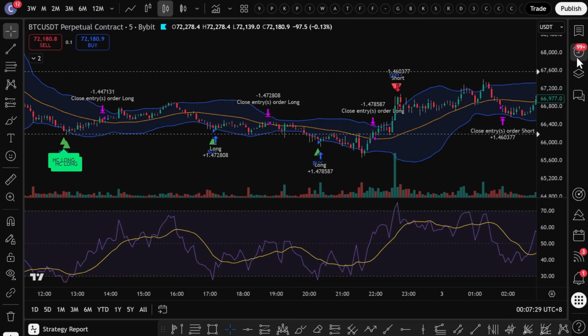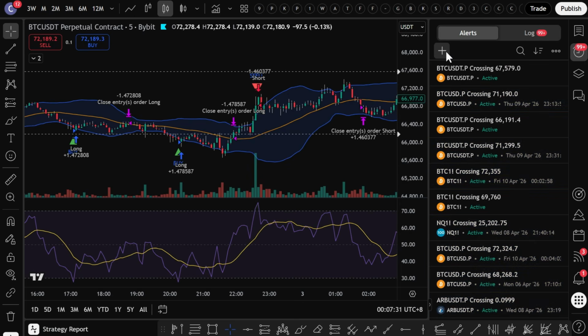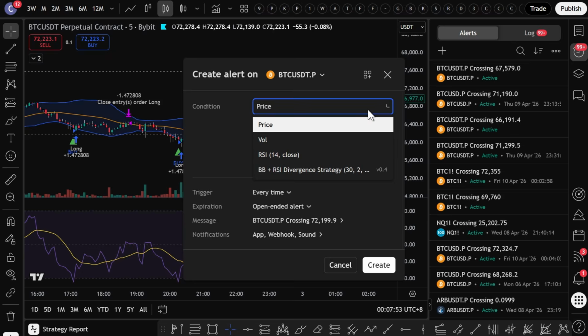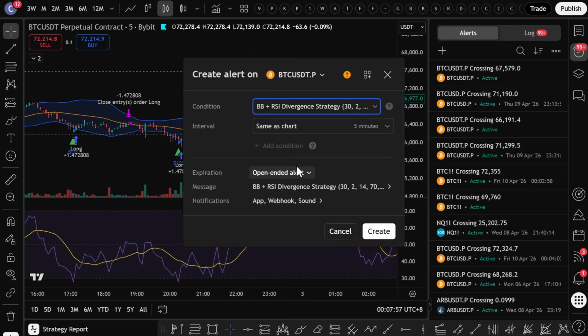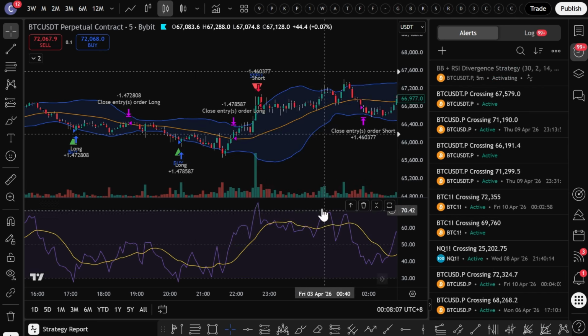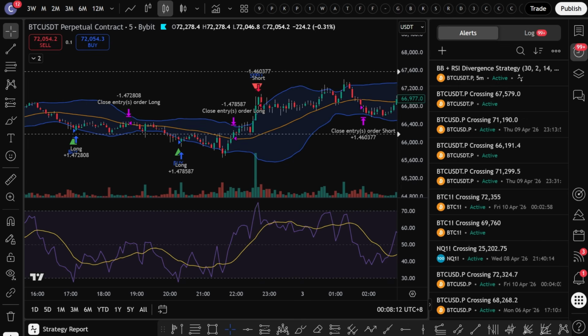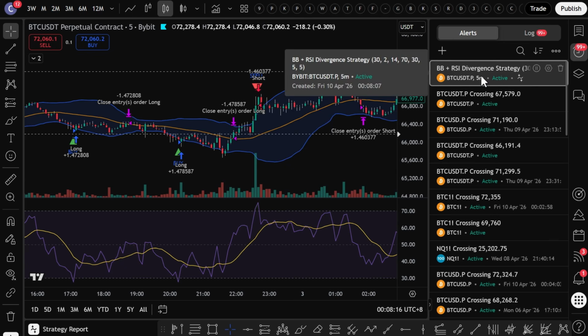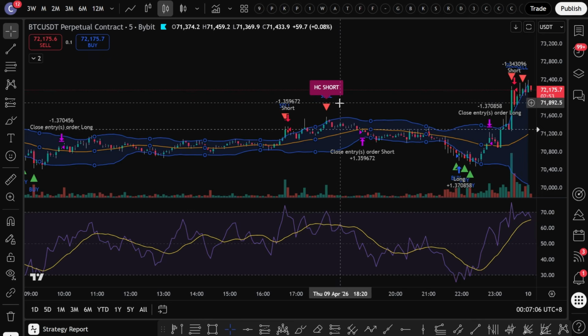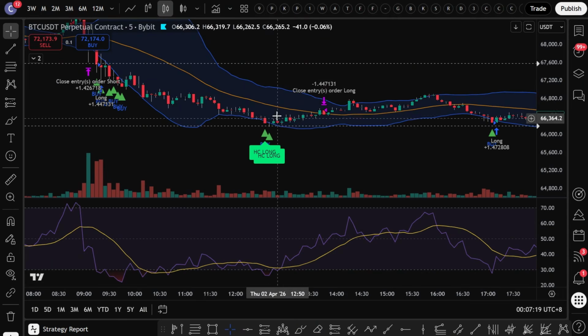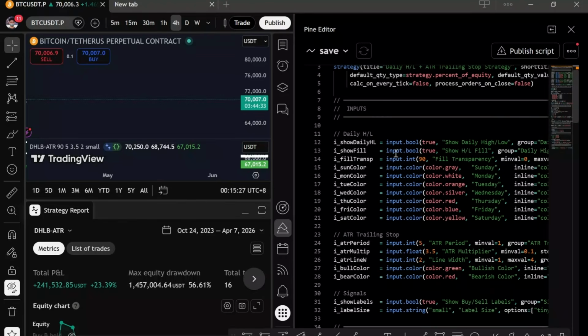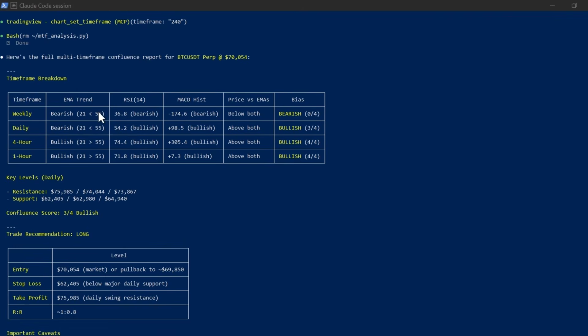To set up alerts, click the alarm clock icon at the top of TradingView, select Create Alert, and in the condition dropdown, you'll see the alert conditions that Claude added, long signal and short signal. Set those up and TradingView will notify you the moment a signal fires. So now instead of watching the chart manually, TradingView is doing all the work for you. The moment the Bollinger Band and RSI conditions line up, especially on a divergence, you get an alert straight to your phone.